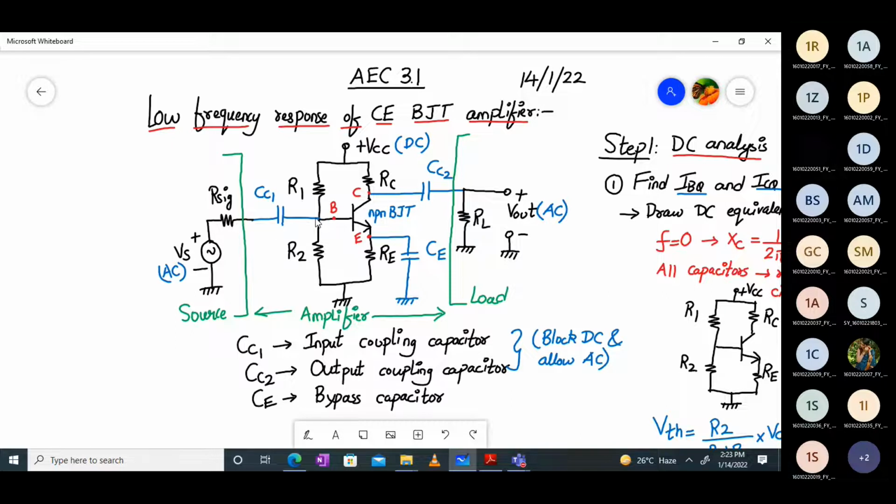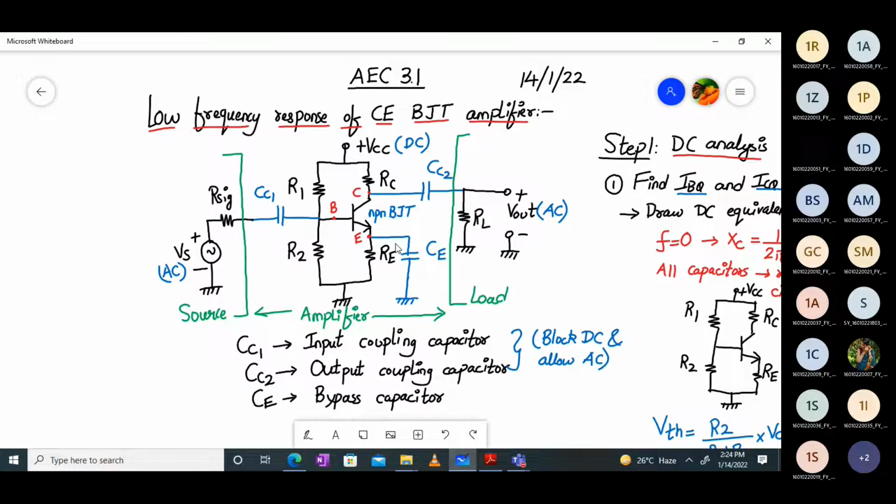Now at the base terminal we have an IB current. That IB will be converted into IC, beta times IB. So you have an amplified current which will pass to the resistor RC and convert itself into an amplified voltage. But at the collector terminal we have both AC and DC quantities. We know that the capacitor has the property to block DC and allow AC. So CC2 will only allow the AC quantities to go through and block the DC quantity. If you don't connect this capacitor, you will get DC as well as AC at the output, which is not what we want.